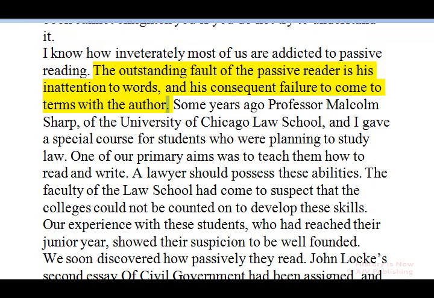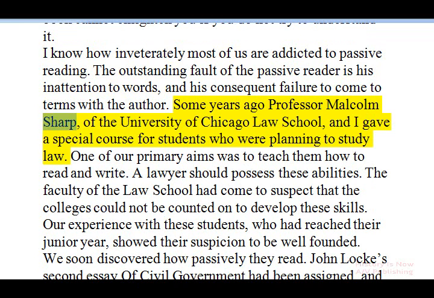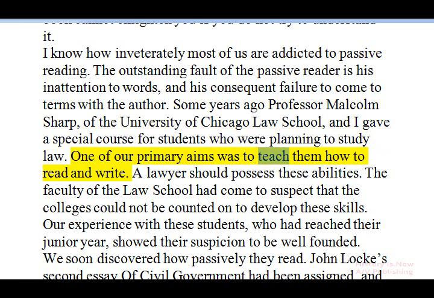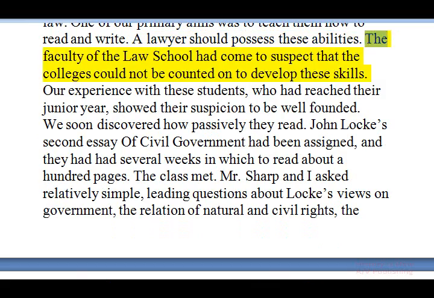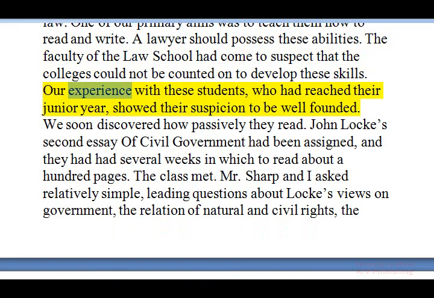Some years ago, Professor Malcolm Sharp, of the University of Chicago Law School, and I gave a special course for students who were planning to study law. One of our primary aims was to teach them how to read and write. A lawyer should possess these abilities. The faculty of the law school had come to suspect that the colleges could not be counted on to develop these skills. Our experience with these students, who had reached their junior year, showed their suspicion to be well-founded.